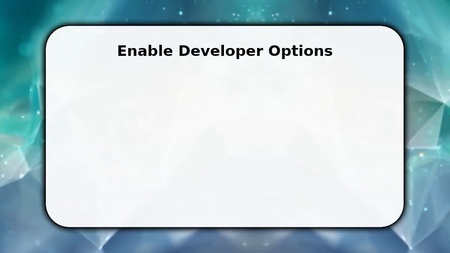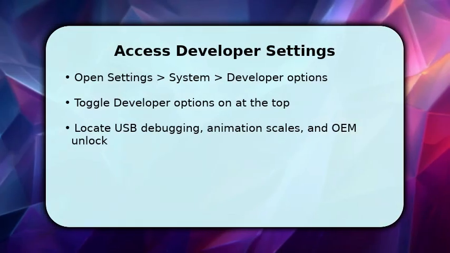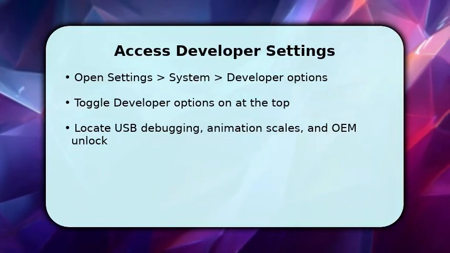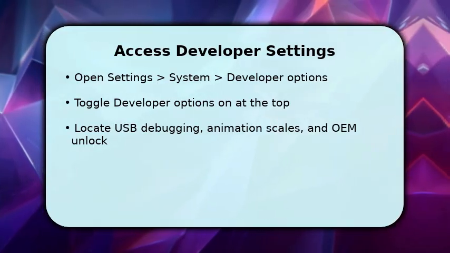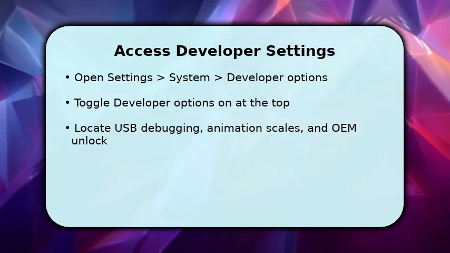Now that developer options are unlocked, you need to open them to adjust settings safely. From Settings, go to System, then tap Developer Options. Toggle the master switch to on so options become active. Scroll deliberately to find USB debugging, animation scale settings, and OEM unlock.